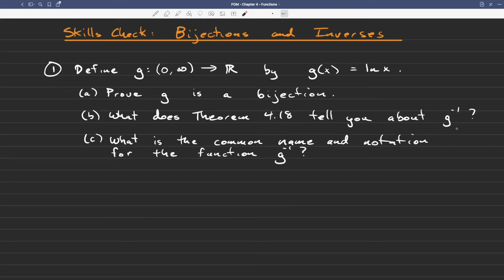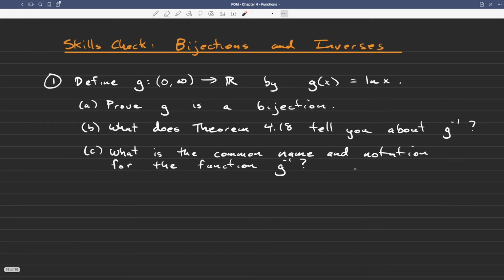If you rack your brain and think about things you did in previous courses, this function g inverse has a more common name than just g inverse. It's a common function that we use a lot. So think about that and press pause, and when you come back, we'll work through this one together.